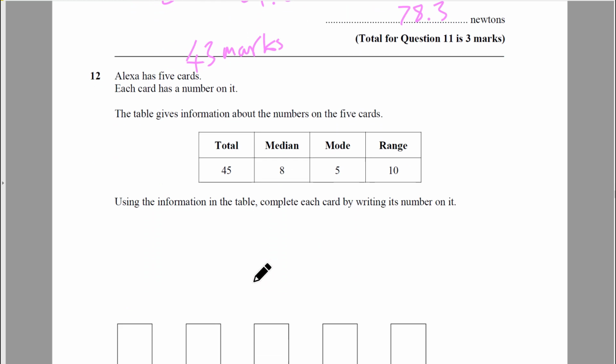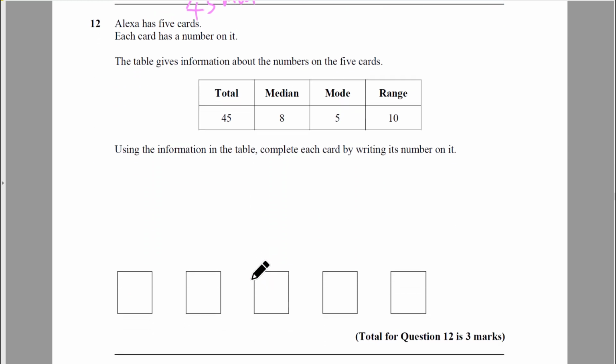Alexa by Amazon has 5 cards. Each card has a number on it. The table gives information about the numbers on the 5 cards. Podcast and video streaming service launched on the 7th of October 2000.